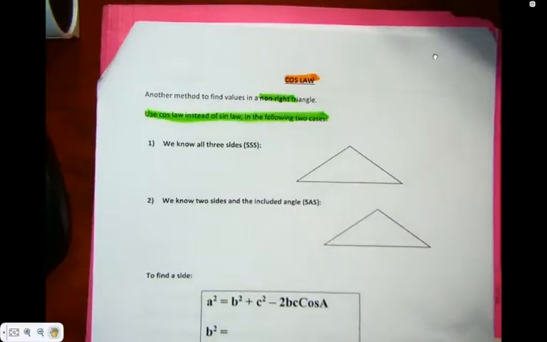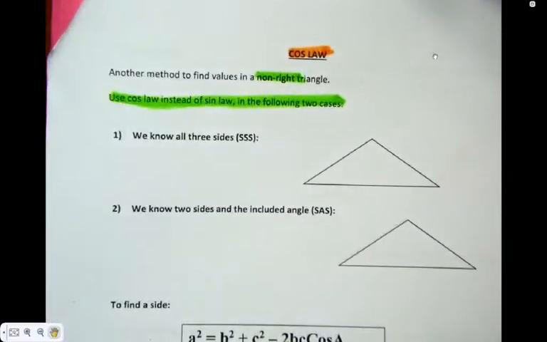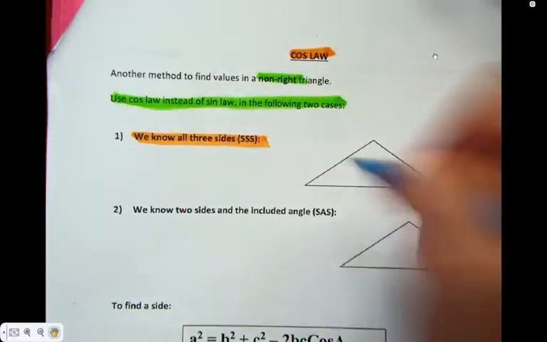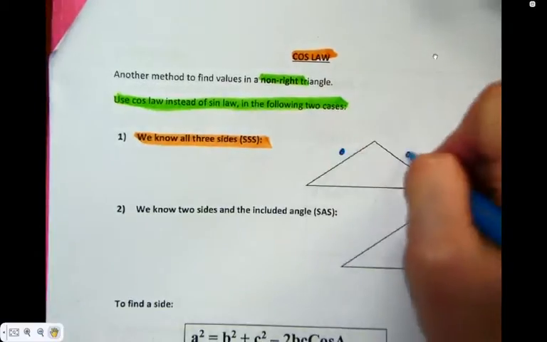You're going to use Cos Law in the following two cases. We know all three sides. We call that side, side, side, SSS. So when we do the diagram in step 1, it looks something like this.